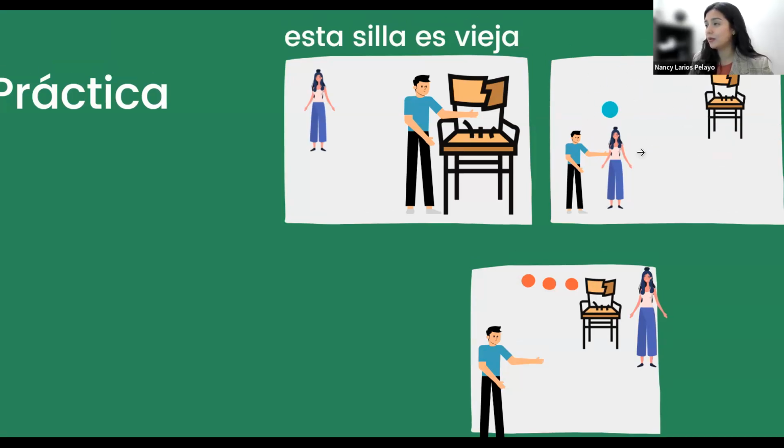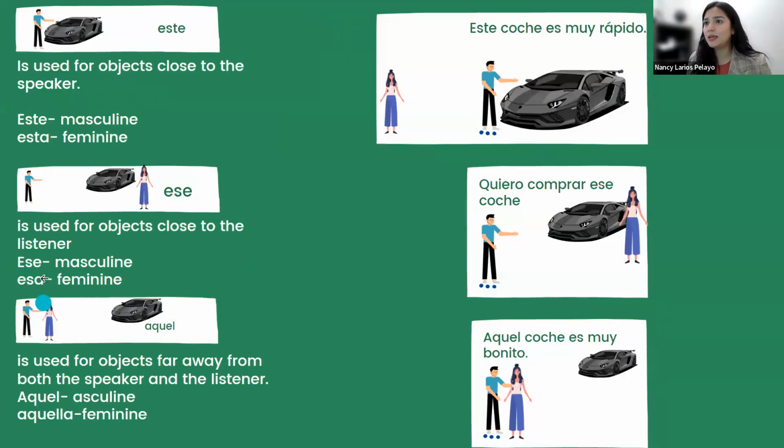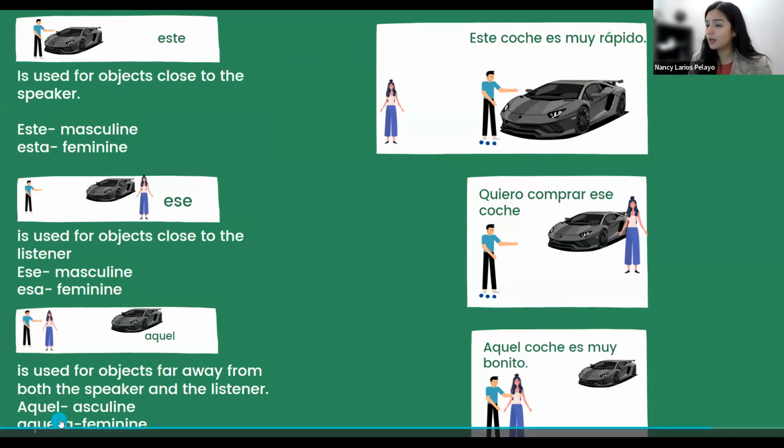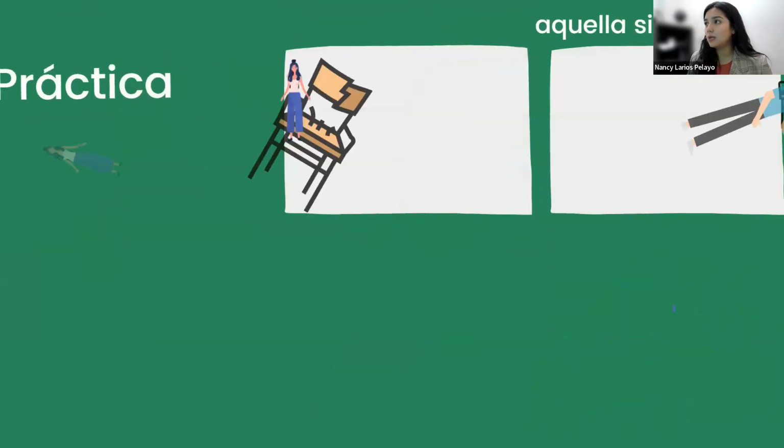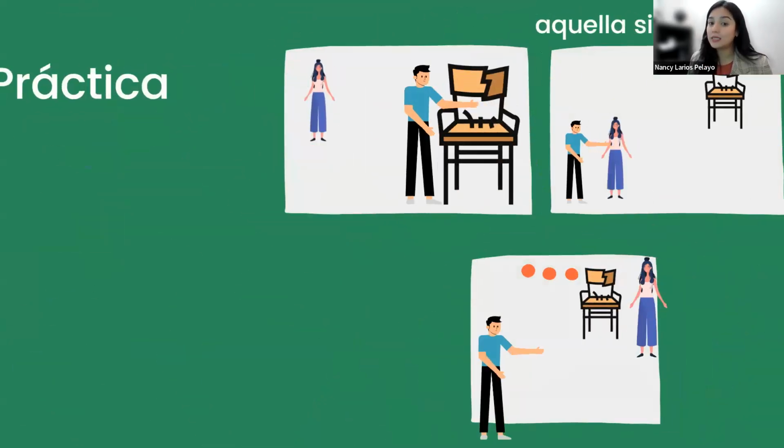Número 2, esta, right here. This one. See? It's not close to the speaker. The object is not close to the speaker, and it's not close to the listener. See? La silla is far away from both the speaker and the listener. So are we using esta, esa, o aquella? What are we using? Hopefully, you're able to write aquella silla es vieja, right? Aquella silla es vieja, because it is far away from both the speaker and the listener.